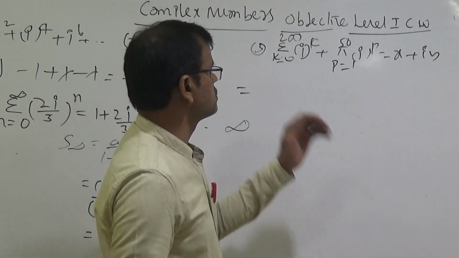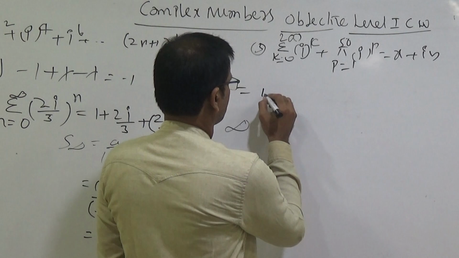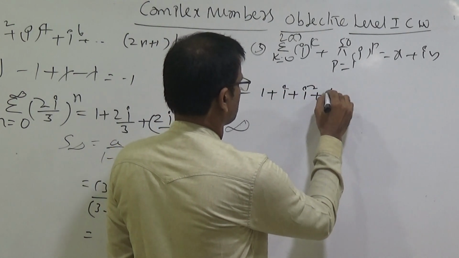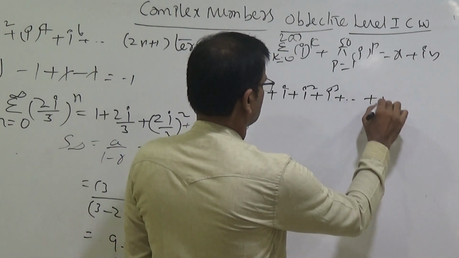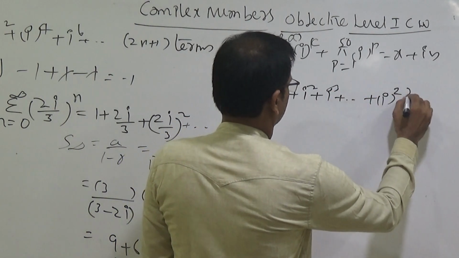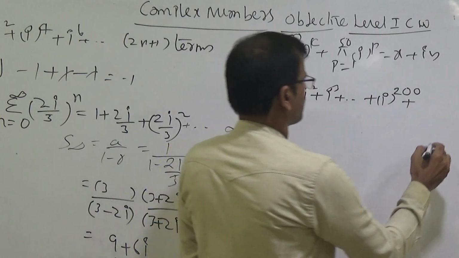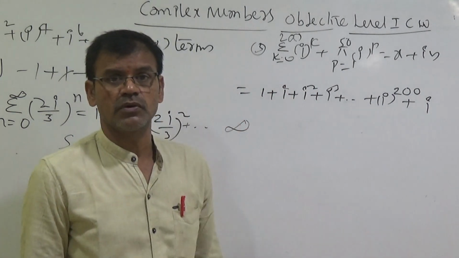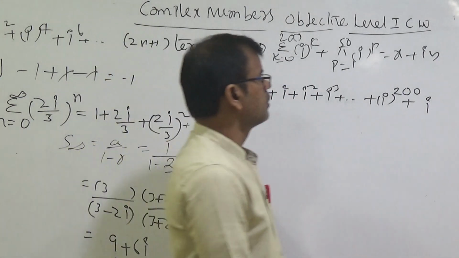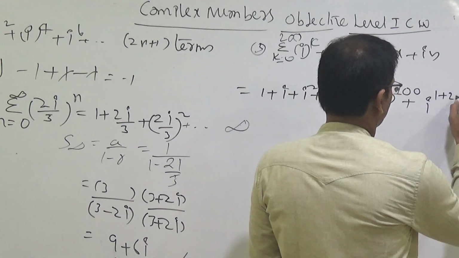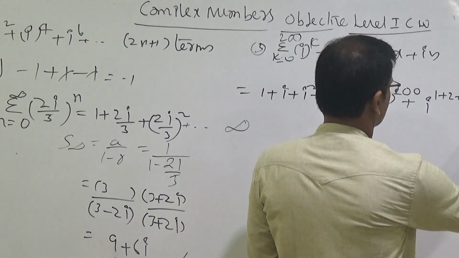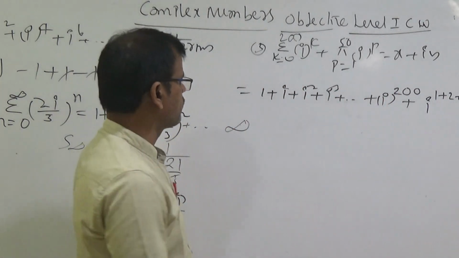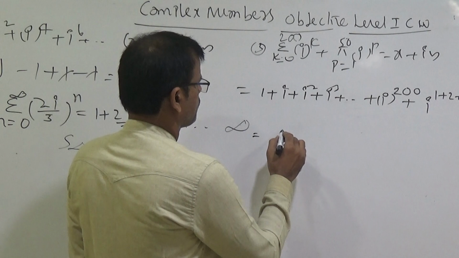Substitute here k is equal to 0 to 200, i power 0 is equal to 1. So you can write this as 1 plus i square plus i cube plus so on until i power 200, plus pi meaning product. So product meaning i power 1 into i power 2 into i power 3 into i power 4 so on until 50. So you can understand here i power 1 plus 2 plus 3 plus so on until 50.